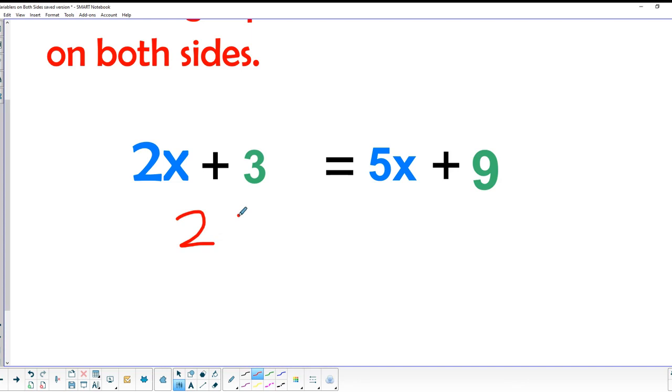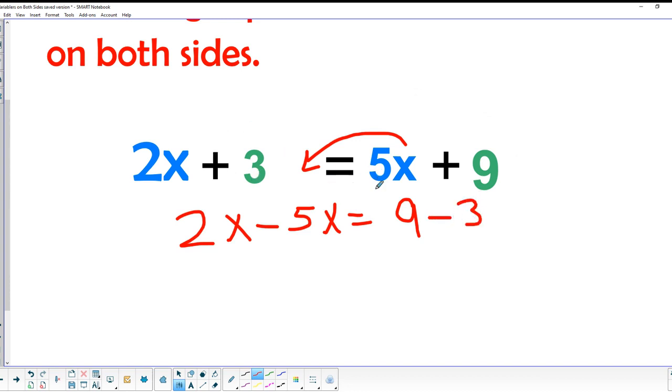So we've got 2x. When I move this across the equal sign to collect it with 2x, it has to become its opposite. So it becomes minus 5x. I still have 9 over here on this side. And this 3 right here, it wants to move over and join up with 9, but since it's positive 3 here, it becomes minus 3 over here. It's like subtracting 3 from both sides of the equation.